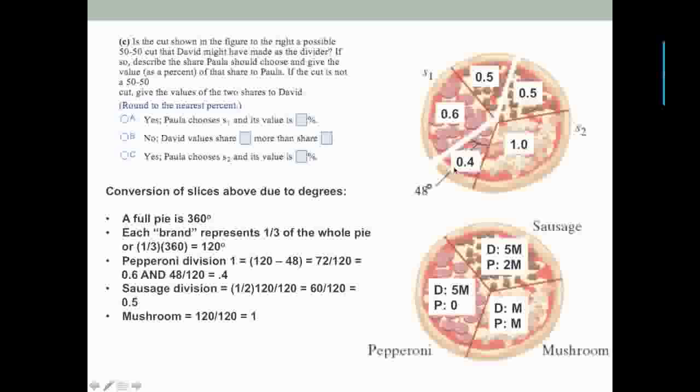Now for the pepperoni. We have as the division, this whole piece of pepperoni is 120 degrees, and we're going to take away 48 degrees from that, leaving us with 72 degrees for this bigger slice. So 72 out of 120, or 72 divided by 120, is 0.6, and 48 divided by 120 is 0.4. So we now have the percent or decimal valuations of each of these pieces within the division, and we're ready to move on.